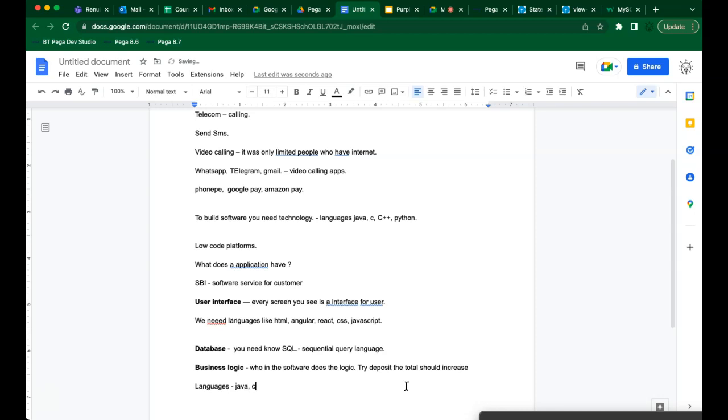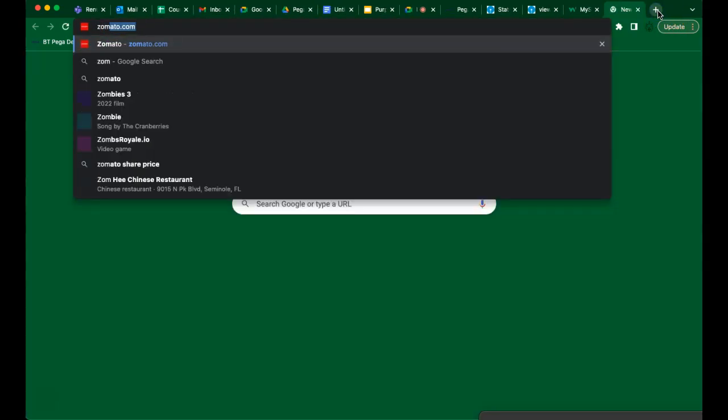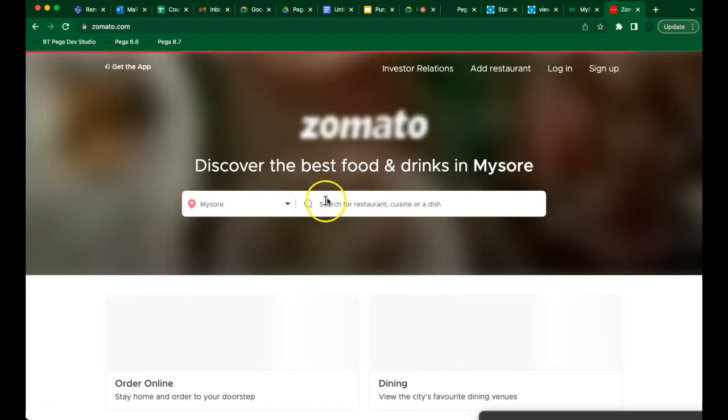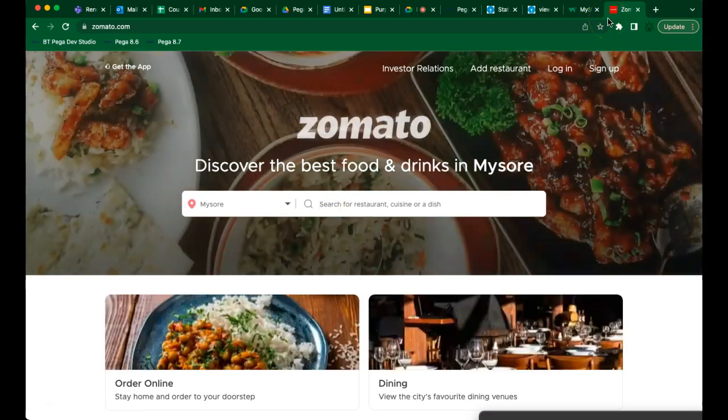You use Java, C, C++, Python, Ruby, Rails. All these are languages which are used to write business logic. What do we mean by business logic? For example, if I go to Zomato, or any website, in Amazon, when you try to purchase something, you add items and you subtract items, you see that the total keeps increasing. When you add items, the number shows as 2, 3, 4. It keeps increasing, and then based on that, the total, the tax, everything keeps varying. Yes or no? Does it happen?